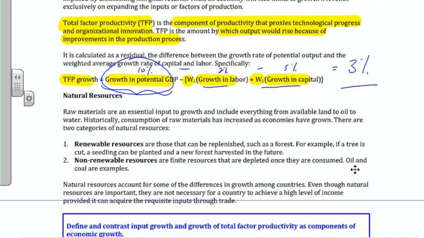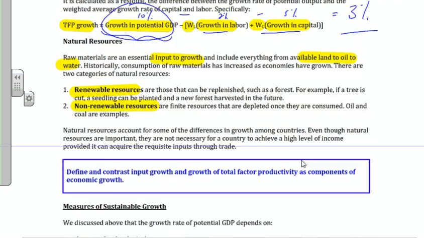We talk a little bit about raw materials. Of course, that's essential to the input. It's an essential input to growth. It includes things like land, oil, water, etc. We talk about two categories of natural resources: those that are renewable and can be replenished, things like forests, trees, and those that are non-renewable. Once they are extracted, oil, coal, well, then you've extracted them.